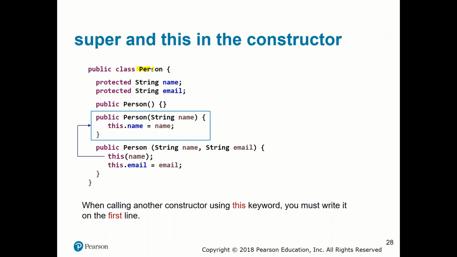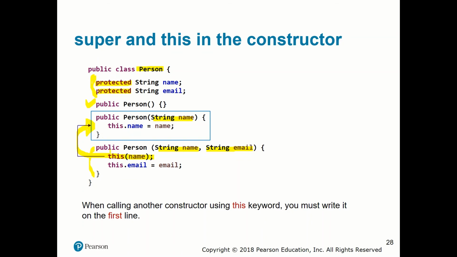This is a Person class. It has two member variables, and these are protected members, and a default constructor. You don't have to put this one if you don't use it. And this is the constructor which has only one parameter, name, and this constructor has two parameters, name and email. So in this constructor, you can use this name. Then at this line, this constructor will be called.